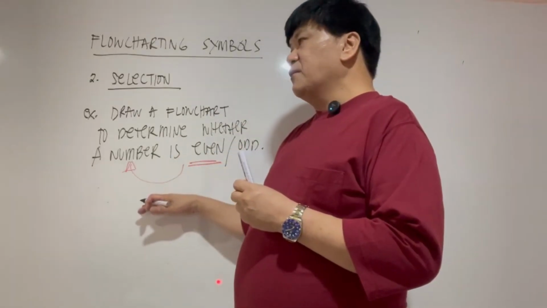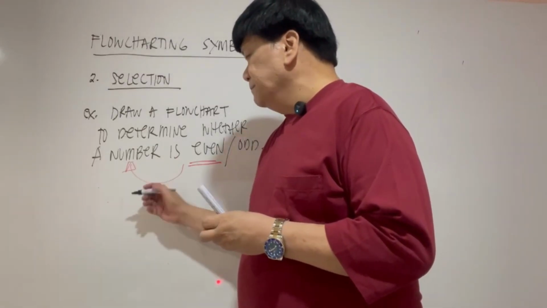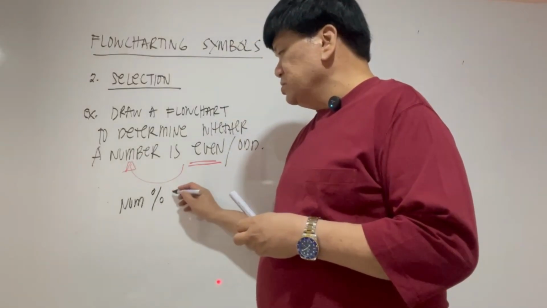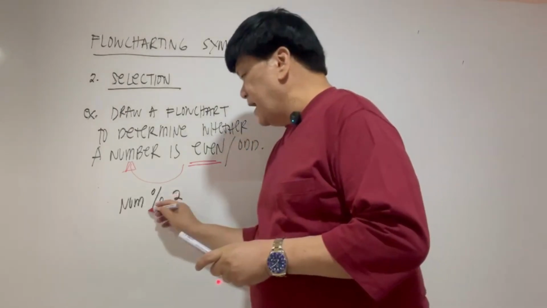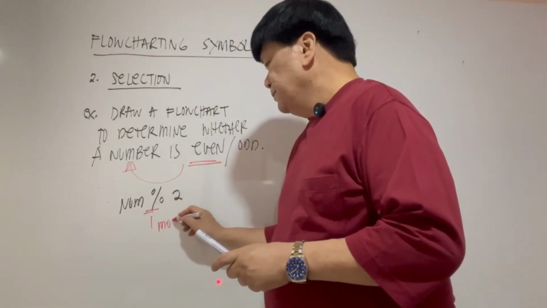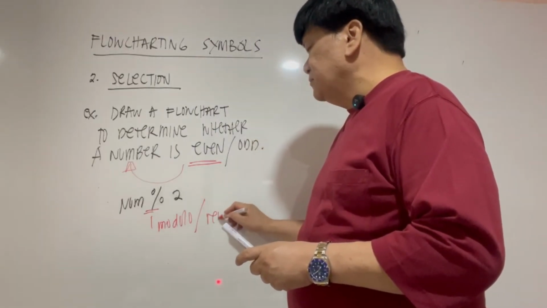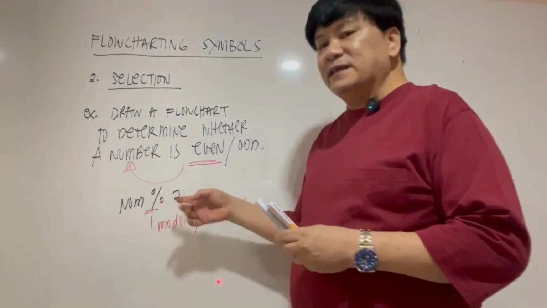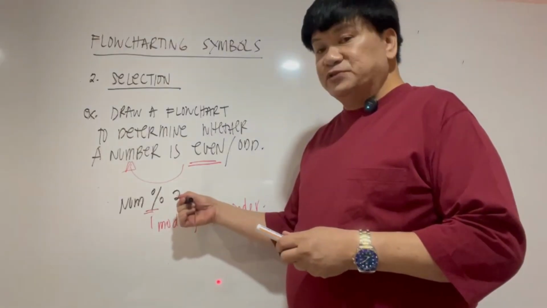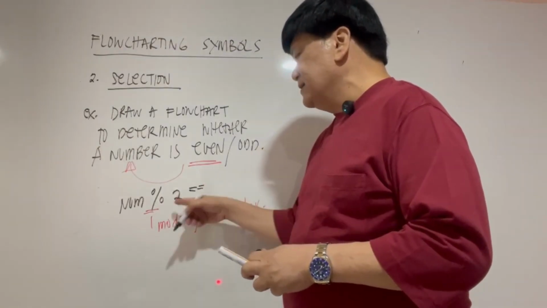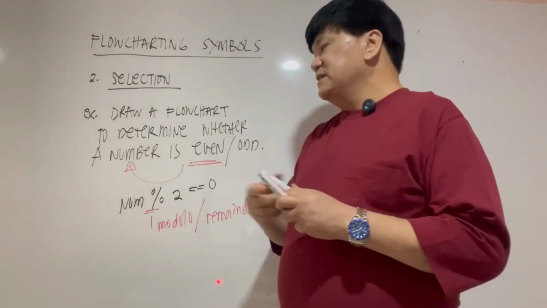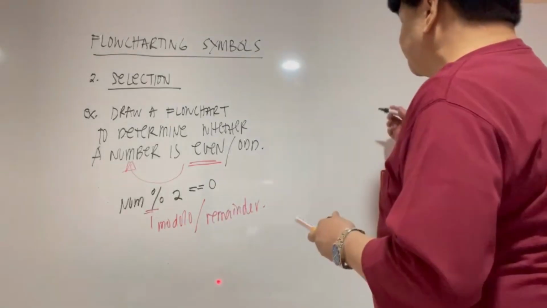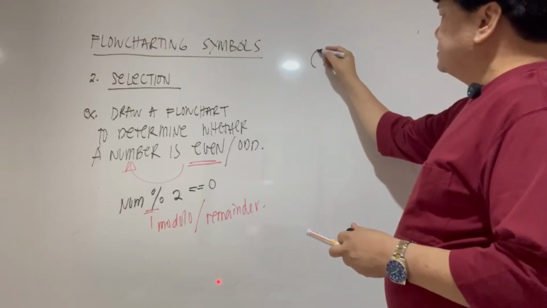So we can make use of a formula, for example, num. We divide num, or get the modulo of 2. We call this modulo, or remainder. We get the remainder of num modulo 2, and then test whether this is equal to 0. If that is equal to 0, then that is an even number. So let us draw the flowchart. Start.